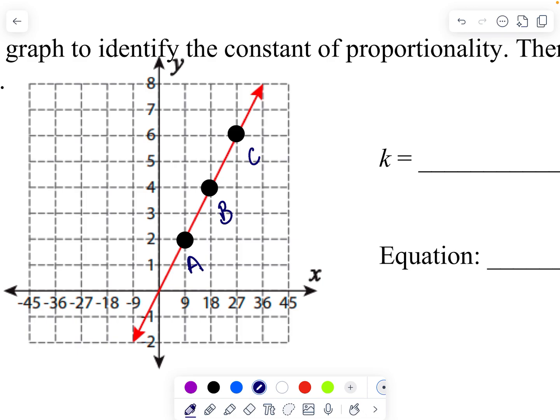So what I'm going to do is I'm just going to choose A because it's closest. To find K, you do Y over X. See how I keep repeating myself? So this point here, point A, we have to start with Y. Y is 2. X is 9. If you put that in the calculator and click simp or just divide, you're going to keep the same number. It can't be simplified anymore. So K is 2 over 9.